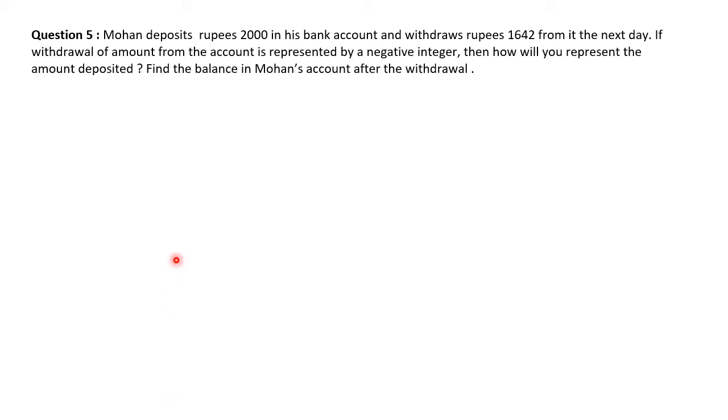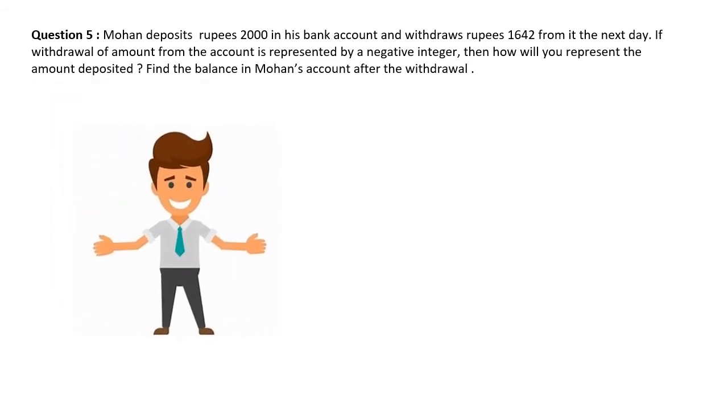Now let us read the fifth question. As we can see the first word itself, Mohan. So the character in this question is Mohan. Mohan is a man, right? Now what does Mohan do?